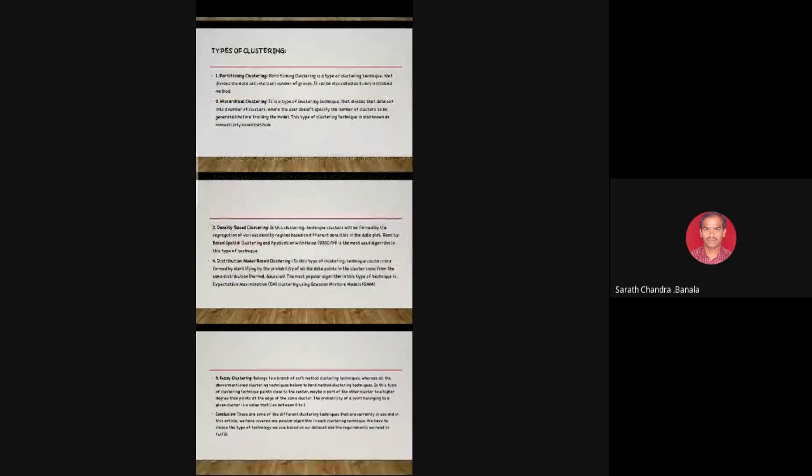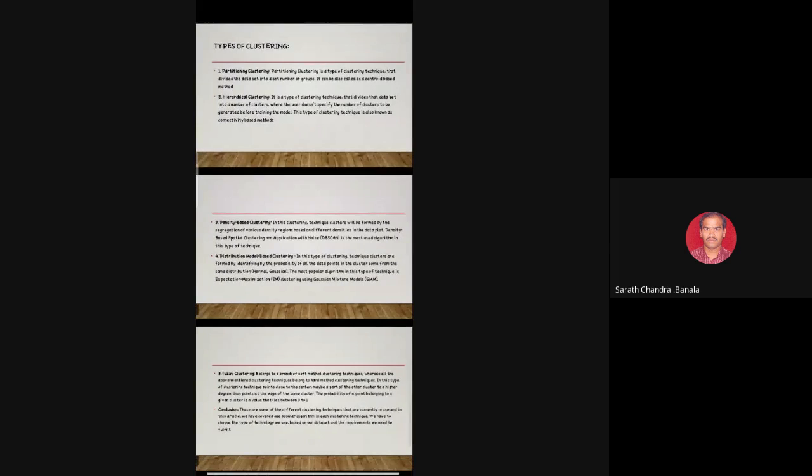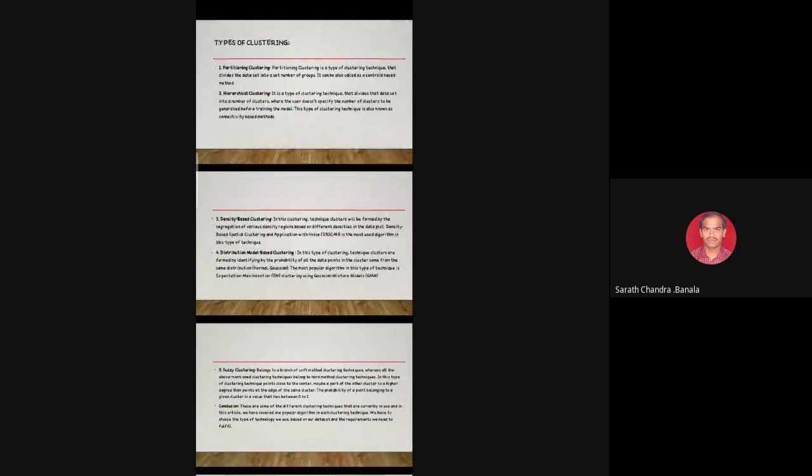Density based clustering means in this clustering technique, clusters will be formed by segregation of various density regions based on different densities in the data plot. Density based spatial clustering of applications with noise is the most used algorithm in this type of technique.